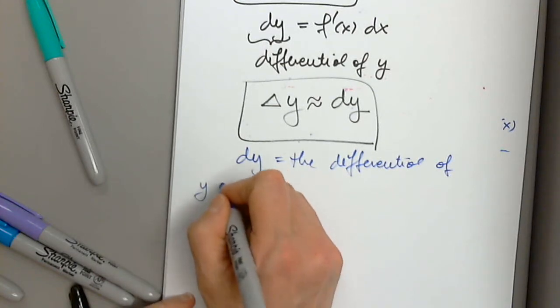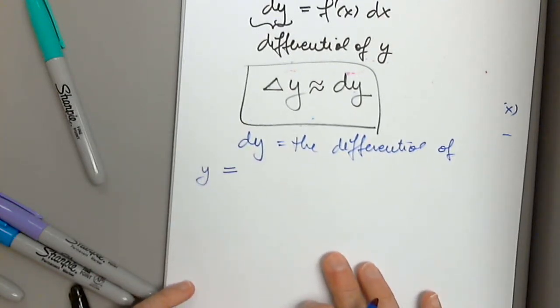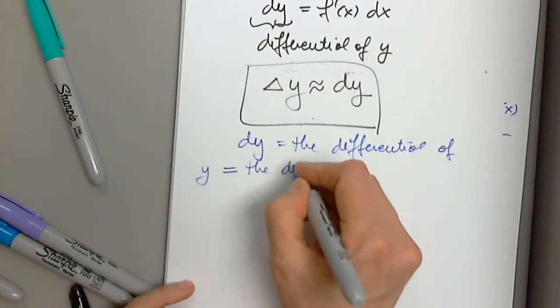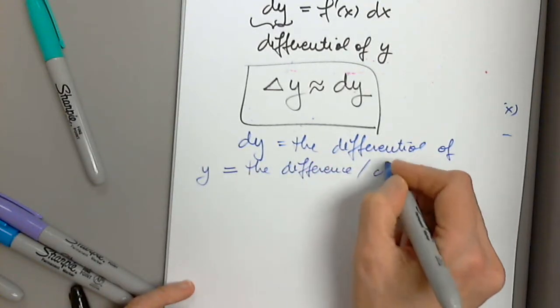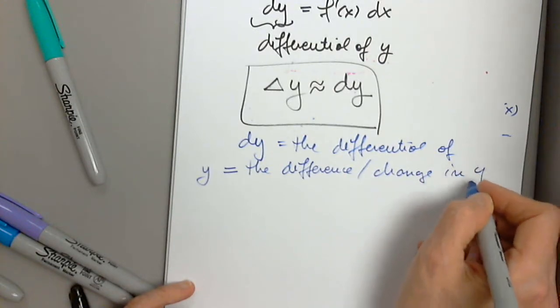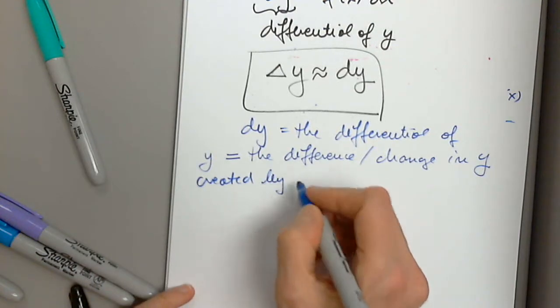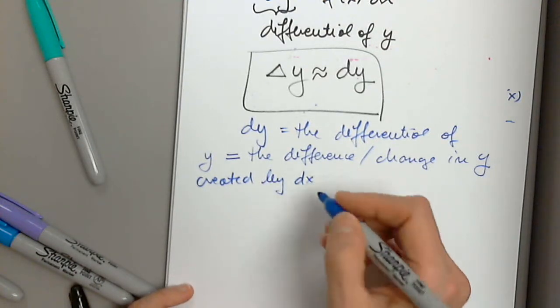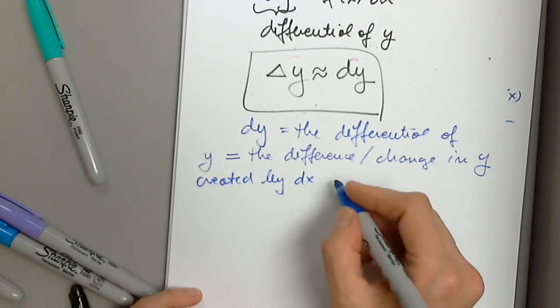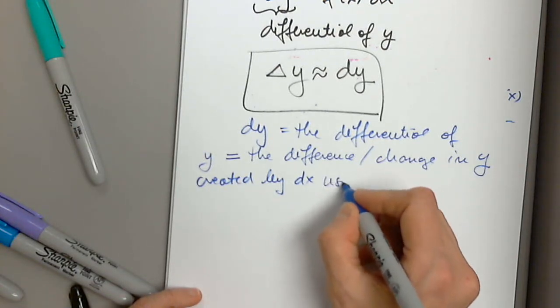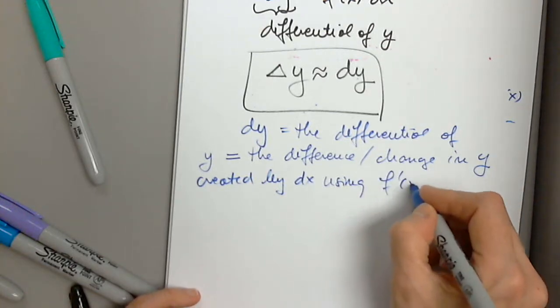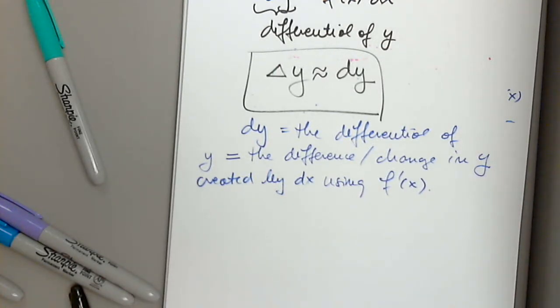of y, which means the difference or change in y created or triggered by what? By dx, indeed, by a change in x. Not using the function values, but using f prime of x. Exactly. That's why this is not the exact difference, but it's an approximation.